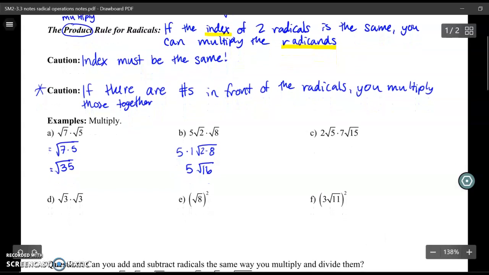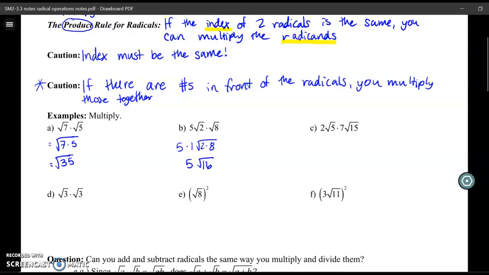Okay, let's jump a little bit. We are going to jump to E really fast. This is the square root of 8 squared. If I were to rewrite the squared, I would have the square root of 8 times the square root of 8. And here I have two radicals that have the same index, so I can multiply the insides together to get the square root of 64, which is also equal to 8.